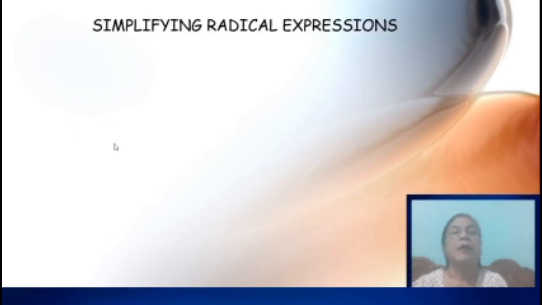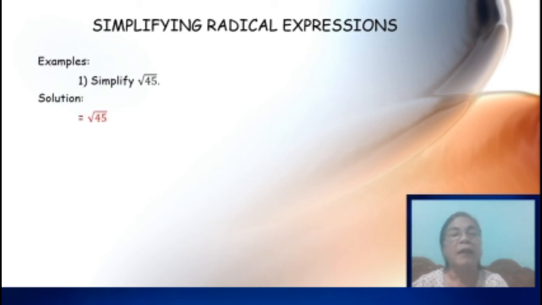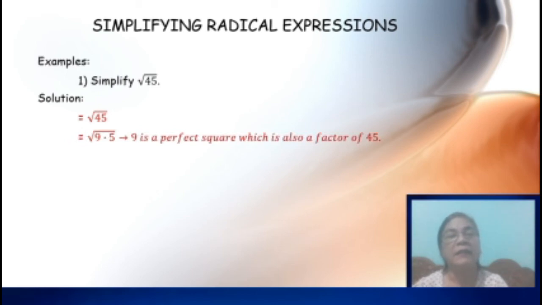Okay. We now have to simplify radical expressions. Let's have example number 1. Simplify square root of 45. Now, think of a number, one of the factors, as I said a while back, that should be a perfect square. And what are the factors of 45? Wherein one is a perfect square. So we have there 9 times 5. Correct. 9 is a perfect square, which is also a factor of 45.